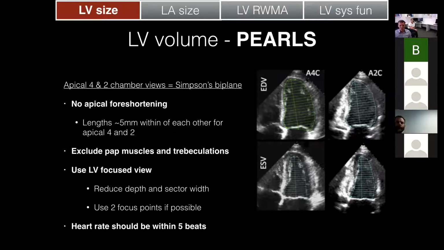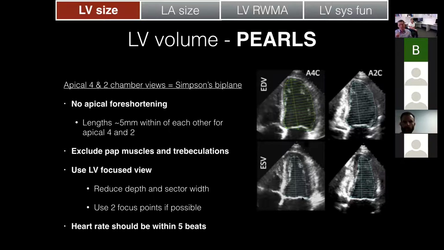You can try and help yourself by reducing the sector width and reducing the depth, so you get the best temporal resolution. Measure it just where the mitral valve closes, just as it closes, that's end diastole, and then as it contracts down, just before it opens up again, that's end systole. You'll notice here that the aortic valve is closed in both, because it's just before it opens.